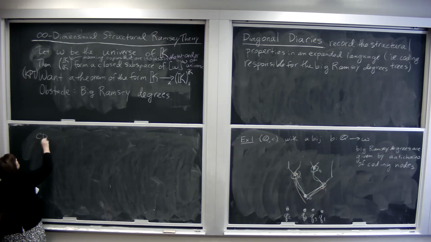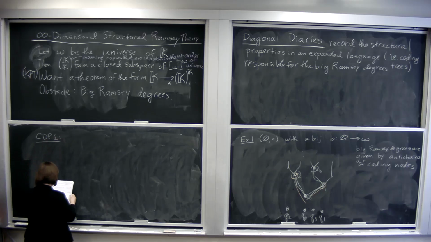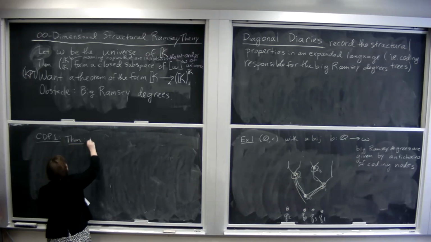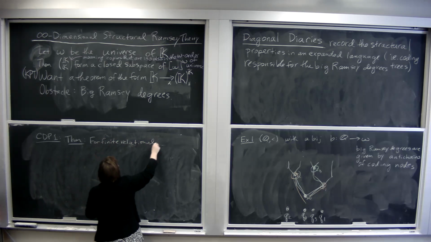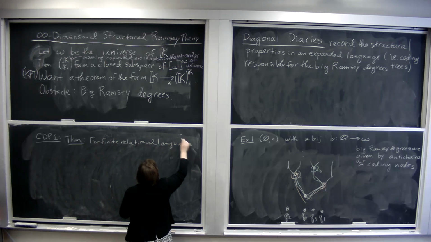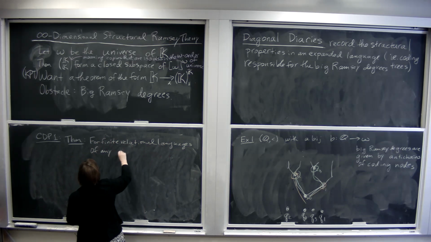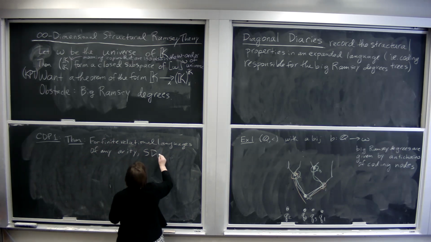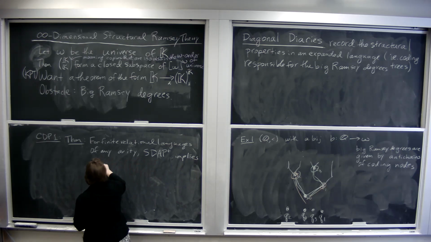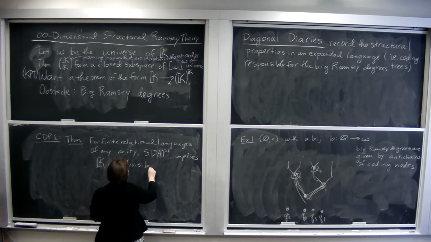Okay, so in what's now part one, we have a theorem that says that for finite relational languages, of any arity, well, finite arity, this property implies indivisibility. This was a little bit of a surprise.